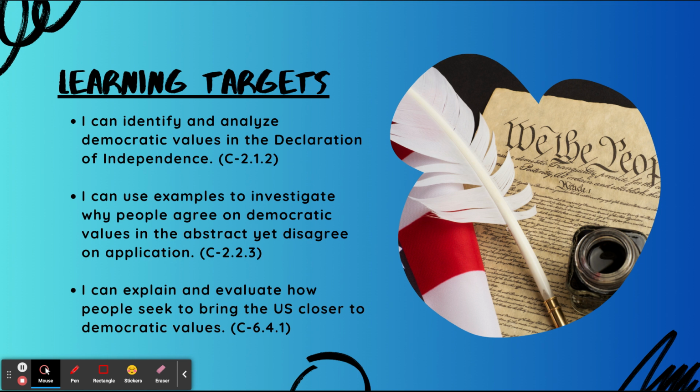And the third one is I can explain and evaluate how people seek to bring the U.S. closer to democratic values. So this is talking about different things that people within a democratic society can do to try and help and improve the overall society to reaching closer to a democracy. So these are even things that you could get involved in.